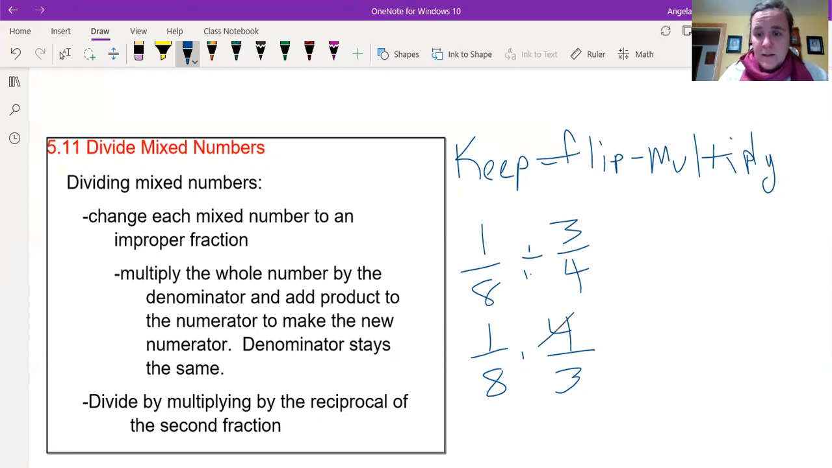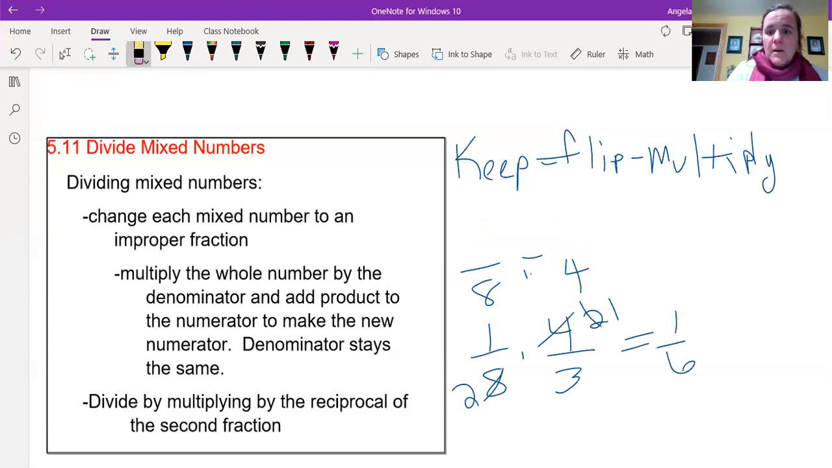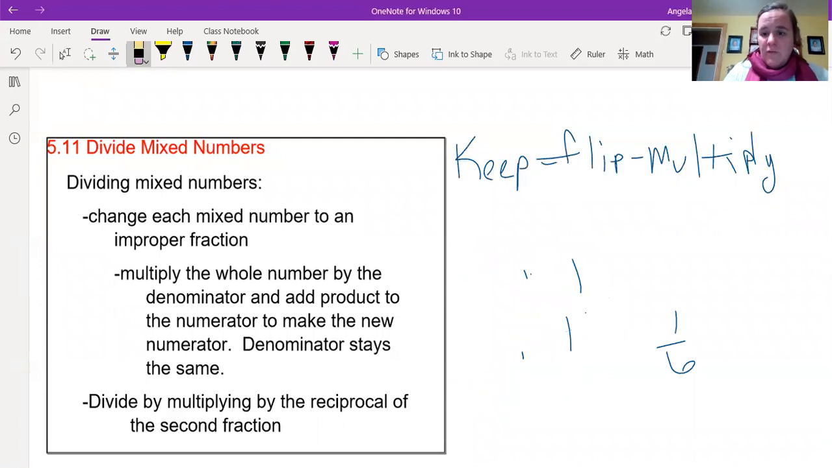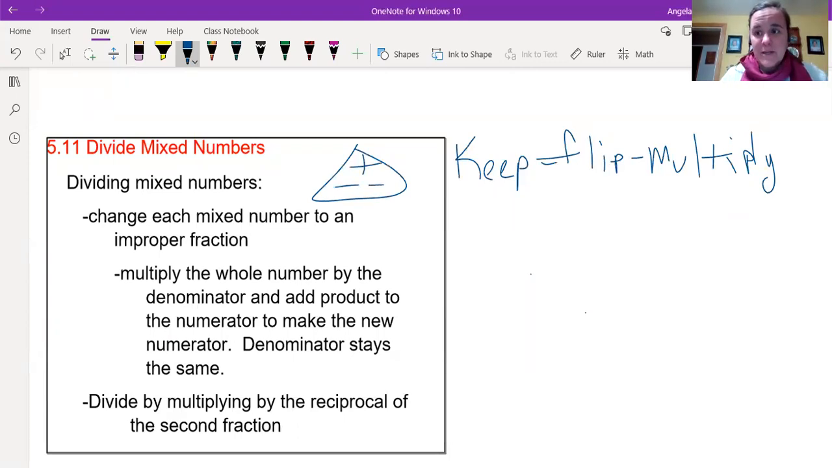You can cross cancel any common factors. Well, we can make that a 1 and make this a 2, and then we get 1/6, and we can go from there. Same thing is true for our mixed numbers. If you remember, when we multiplied mixed numbers, we had to put them into improper fractions and then we multiplied. Guess what? We need to put them into improper fractions and then we divide, keeping in mind our negative rules for multiplication and division.